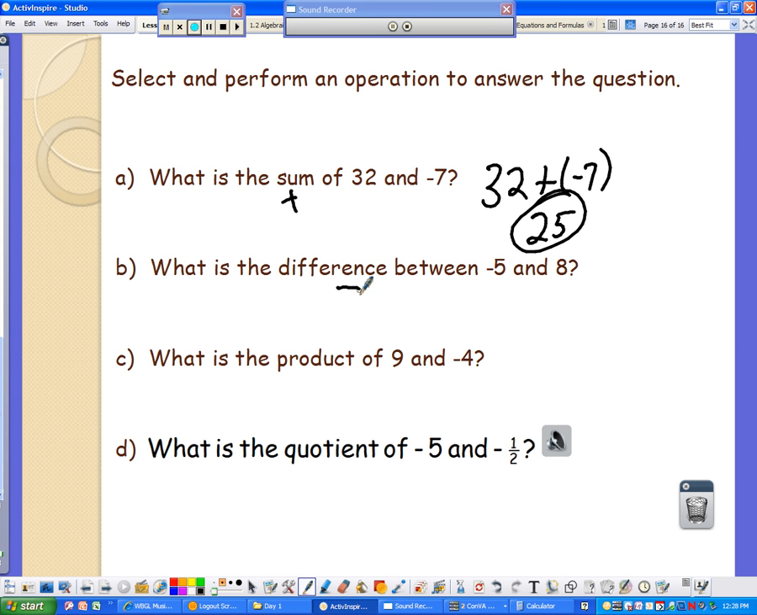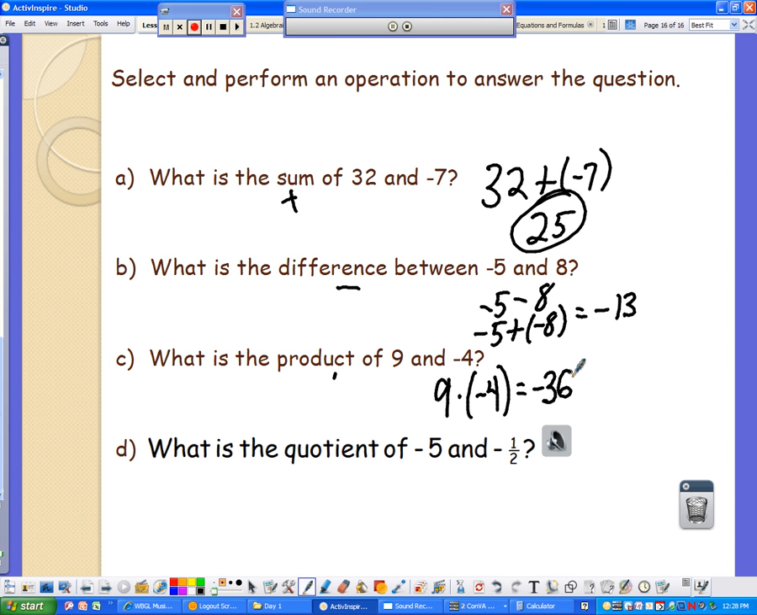B, what's the difference between -5 and 8? Remember, difference is subtract. So we're going to take -5 minus 8. Remember, whenever you subtract, you have to change the sign to an add and change the one after it to a negative. So you get -13. And C, what's the product of 9 and -4? Remember, product is multiply. So we get 9 times -4, which would give us -36.